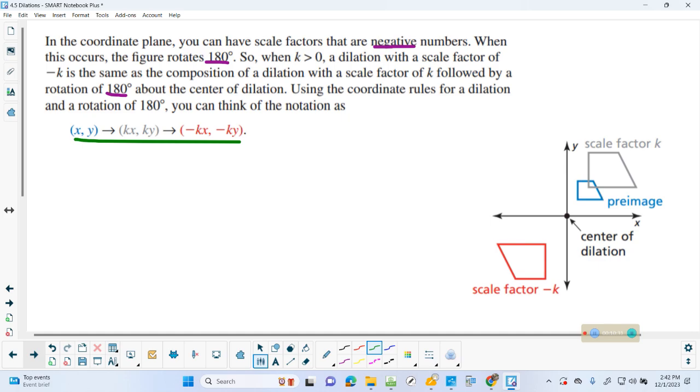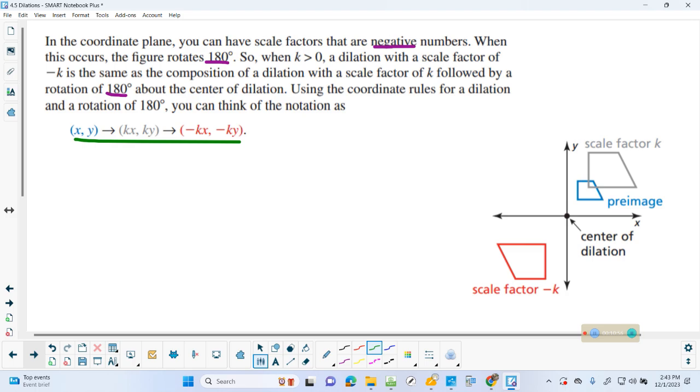And believe it or not, we're almost done. So in the coordinate plane, you can have scale factors that are negatives. When this occurs, it also results in a rotation of 180 degrees. So you can see, it's still up here on the board, so your 180, we have the negatives on both of the coordinates. We switch the signs on both of them. So that's going to happen today.